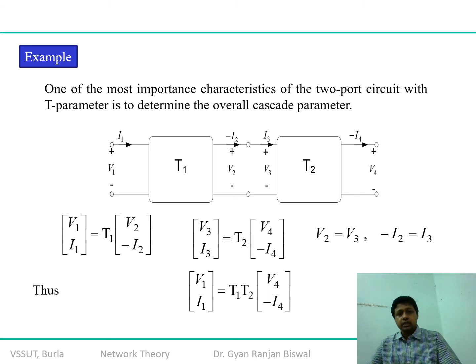Fine. So whenever we use the transmission parameter, it is also used to determine the overall cascade parameters. We already have seen this kind of demonstration and example in the case of the Z and Y parameters. So I hope you will be able to appreciate and solve it. Still, for your better understanding, take 2 minutes of time and then I will continue. I hope you will be able to develop your understanding.